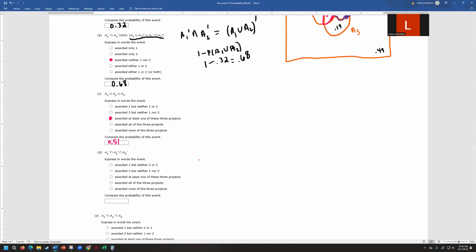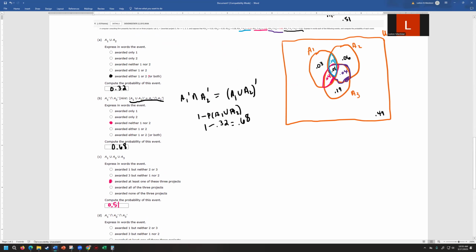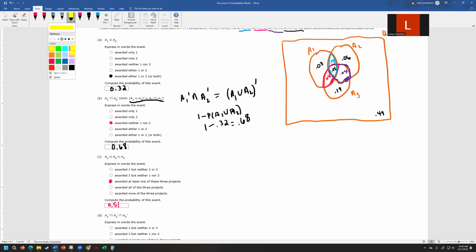This is the not A1 intersect with not A2 intersect with not A3. So this means we're awarding none of the 3 projects. Again, if you wanted to color code and see this, I'll help you see that it is really just the outside area.